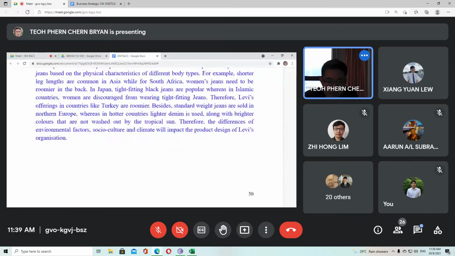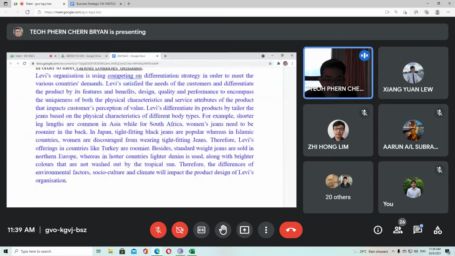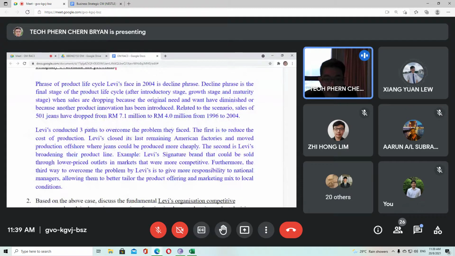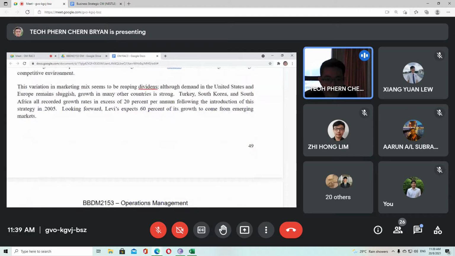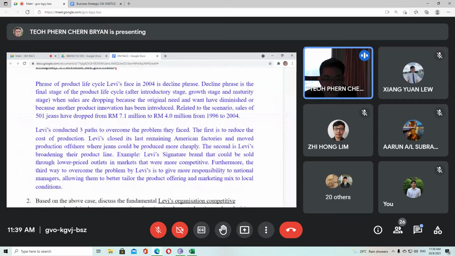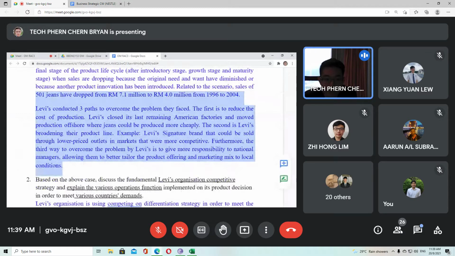Okay. See, the answers here are quite repetitive. So we talk about this question first. How the company overcame. Okay, so you can just take it out from this paragraph. Okay, there were three parts to this turnaround. You write down all the three parts, then it's correct already. Okay, so that will be your answer here. Lower cost, sell cheaper, and different countries got different strategies.